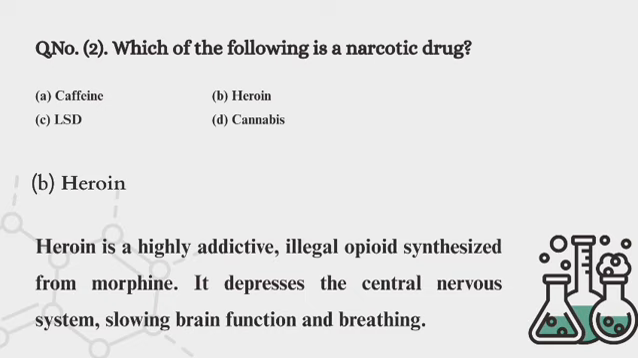Question number 2. Which of the following is a narcotics drug? Option A. Caffeine. B. Heroin. C. LSD. D. Cannabis. So the correct answer is option B. Heroin. Heroin is a highly reactive, illegal opioid synthesized from morphine. It depresses the central nervous system, slowing brain function and breathing.